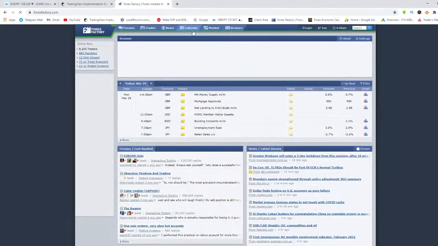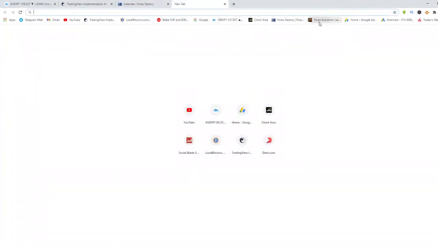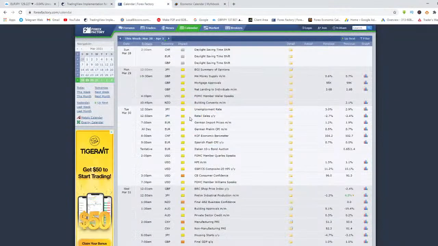Let me check fundamentals so that I can have a clear vision of what's going on in the market. So today we'll be having Monday 29 March. This GBP, okay, GBP again, then you have FOMC. Okay, there's not much happening according to fundamentals.